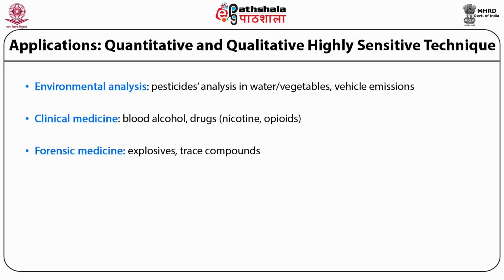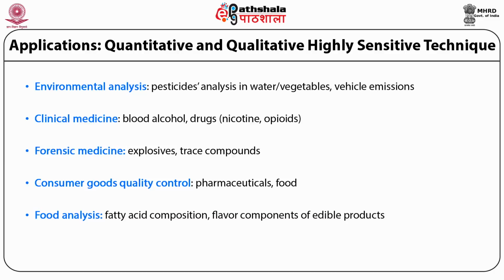Then it's an indispensable tool for consumer goods quality control, because a lot of pharmaceutical quality control and analysis of food is done through gas chromatography. As far as food analysis is concerned, the applications can range from flavor component analysis of edible products to the fatty acid composition of different kinds of, say, vegetable oils that are there in the market, to see what their respective saturated fatty acid content versus the unsaturated fatty acid content is. So these are some of the analyses that are done using gas chromatography.